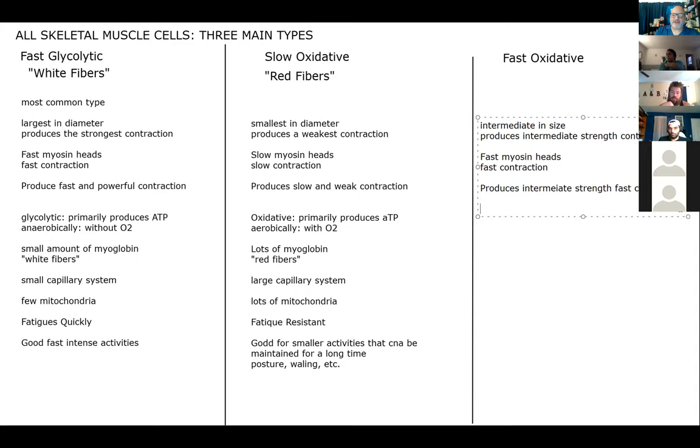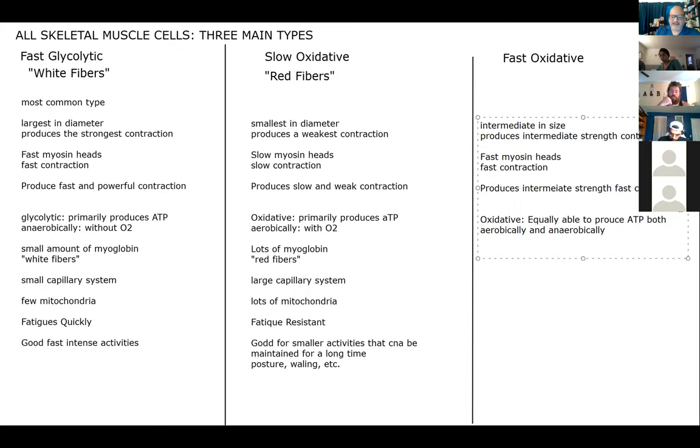And again, because anatomists hate us, this is a little bit tricky. It is oxidative, which of course, as we know, means that it is primarily going to produce ATP aerobically, which is normally what we think. But in this case, even though these are called oxidative cells, the trick with this fast oxidative is that they're equally able to produce ATP both aerobically and anaerobically. So it actually is kind of a mix of the two.